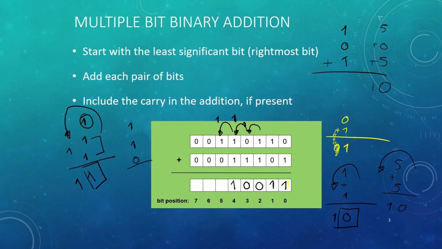Think about it, it's like 5 plus 5. So it's going to be 0. And 1 is carried over. 1 plus 0 plus 0. We are just left with 1. And we have no carry over. And then 0 plus 0. So this is the addition.